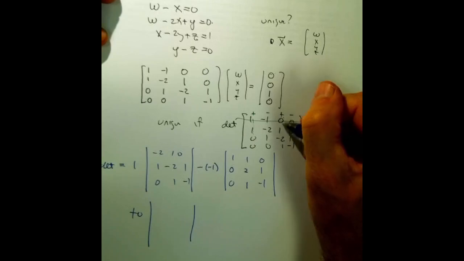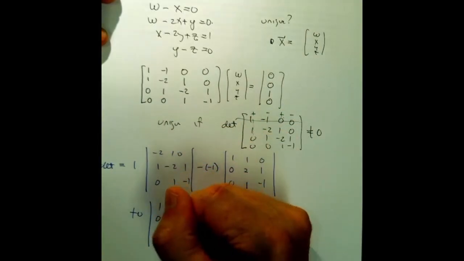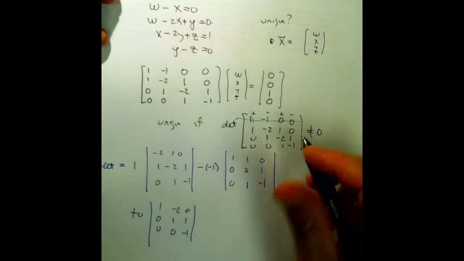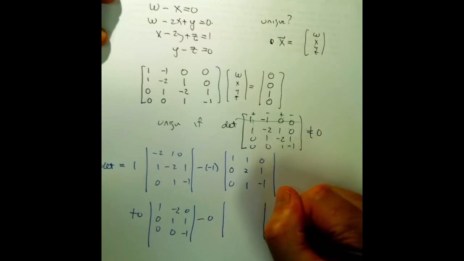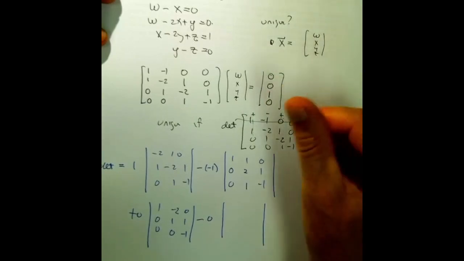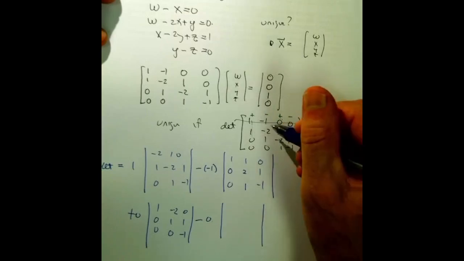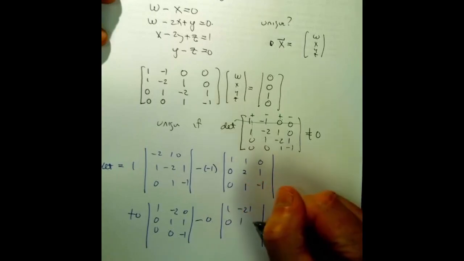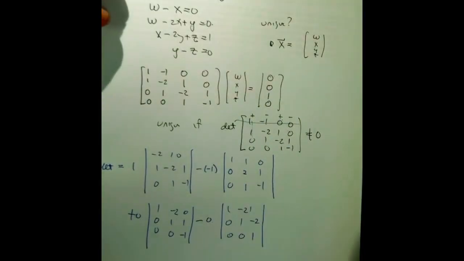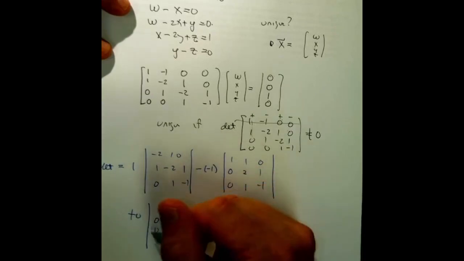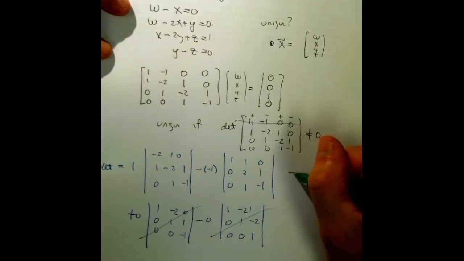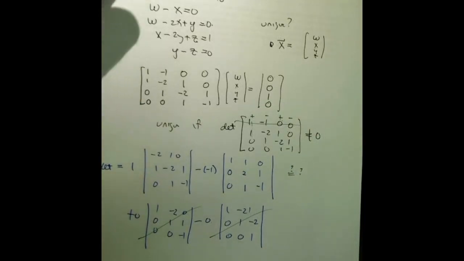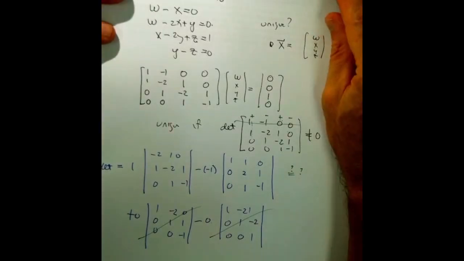If I remove the first row and the third column, I'm going to have 1, 0, 0, minus 2, 1, 0, 0, 1, minus 1. And finally, the last column. So I get rid of the minus 0 times. Get rid of the first row and the last column. I've got 1, minus 2, 1, 0, 1, minus 2, 0, 0, 1. And this is 0 times whatever, I don't care. And the question now is, what is this equal to? And again, if I get 0, the solution's not unique, if it exists.